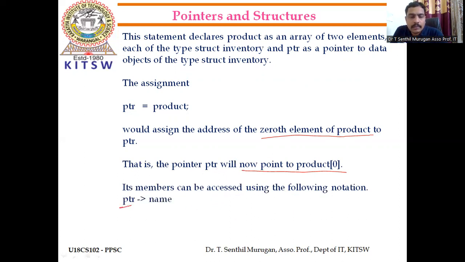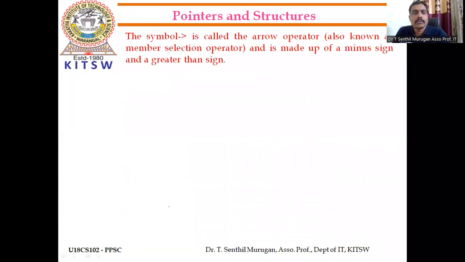How are we using it? The pointer, arrow mark, then the first member of the product. Okay. So this arrow mark means a minus sign and a greater than sign. How can we write the arrow mark? Minus sign and greater than sign. Okay. So you can use this arrow mark. This arrow mark is used to access a member of the structure using a pointer. Okay, when you are using the pointer, if you want to access a member, you can use the arrow mark.